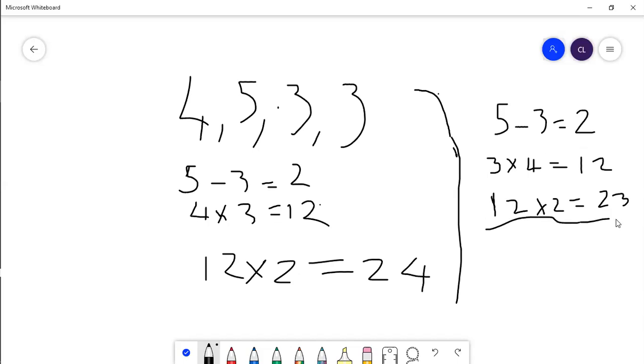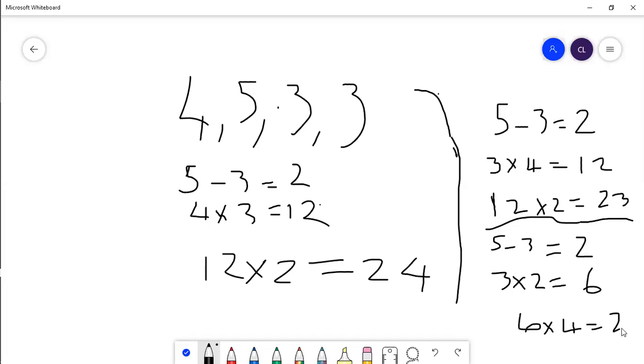Same way of starting with 5 minus 3. So you can say 5 minus 3 is equal to 2. Then you take this 2 and you multiply it by 3. So you say 3 times 2 is equal to what? To 6. Then you take this 6 and you multiply it with 4. And you say 6 multiplied by 4 is equal to 24.